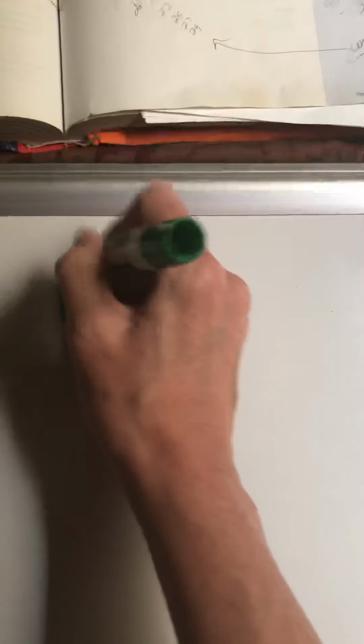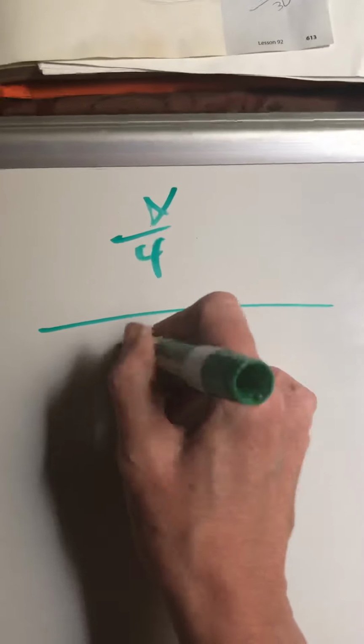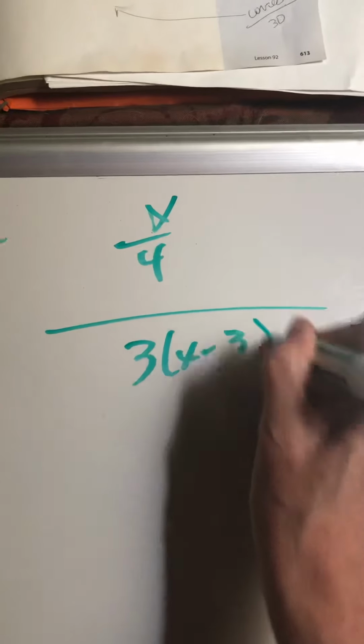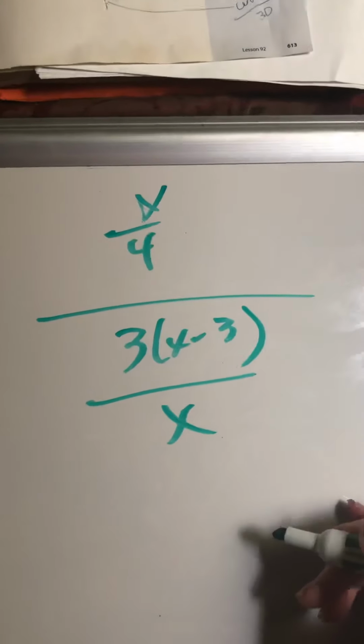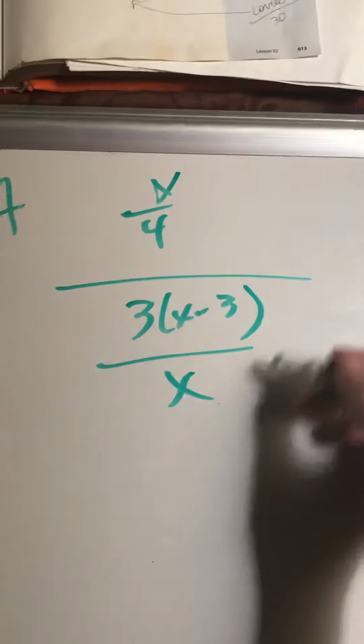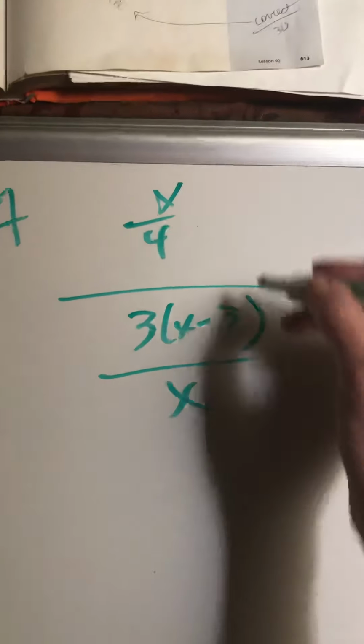Then let's see, I want to run over the practice right quick. So on A, you've got x over 4, and you're dividing by 3 times x minus 3 over x. So this is where you're just going to flip this denominator. You're going to flip this bottom one.